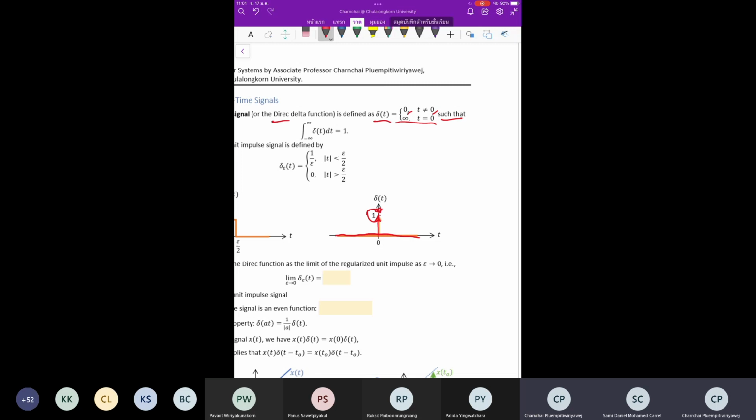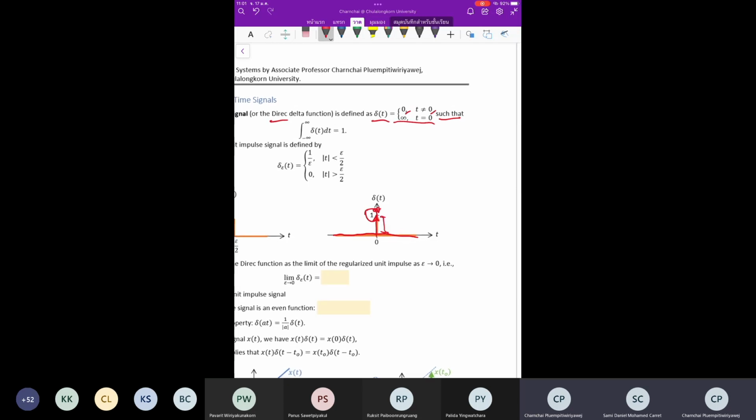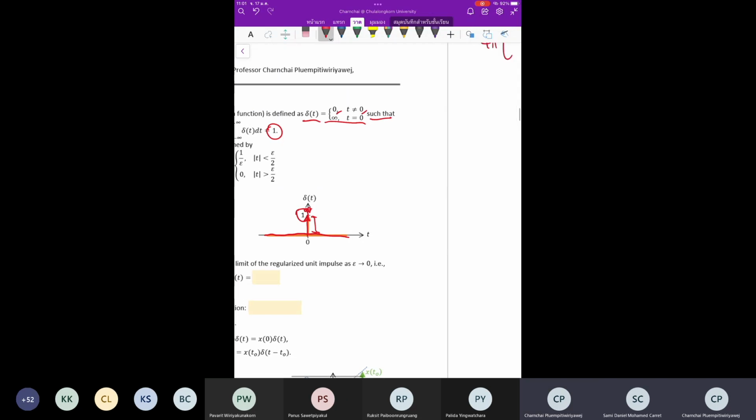But how come there's a 1 here? The 1 tells us that the value of the delta function at t equal to 0 goes to infinity, but the 1 here, the length of the arrow, represents the area under the curve. We use the arrow to represent the Dirac delta function. The real thing is supposed to look like this, and the area under it is 1.